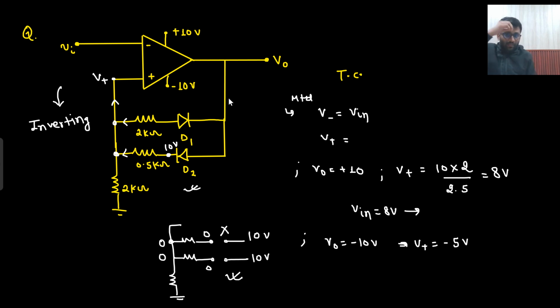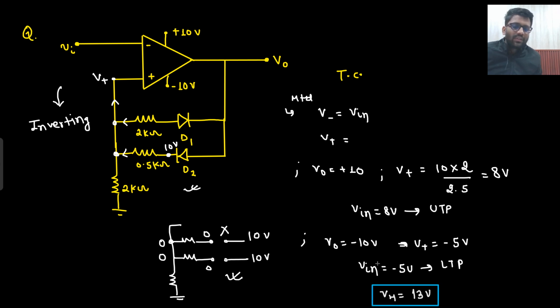Why minus 5 volt? Minus 10 came here. This is turned on. The potential is divided between 2 and 2 kilo, so this will be minus 5 volt. So V positive is coming out to be minus 5 volt, right? So another value of V in you are getting is minus 5 volt. So this is your UTP and this is your LTP. What is your hysteresis width? 8 minus of minus 5, so that will be 13 volt. So this is your hysteresis width, this is your LTP, this is your UTP.